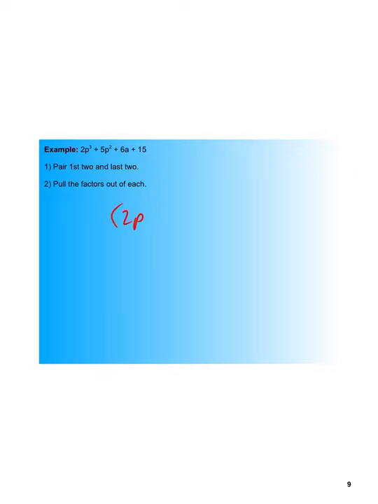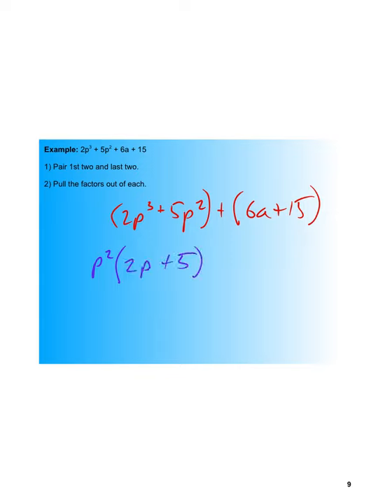Here, 2p to the third plus 5p squared, automatically a plus, and then it's 6p plus 15. And from here, I again have a p squared to pull out of this, and a 2 and a 5, they don't have any common factors outside of 1. And so the 2p stays, as does the 5, okay? Now p squared times a 2p would be 2p cubed, and so on.